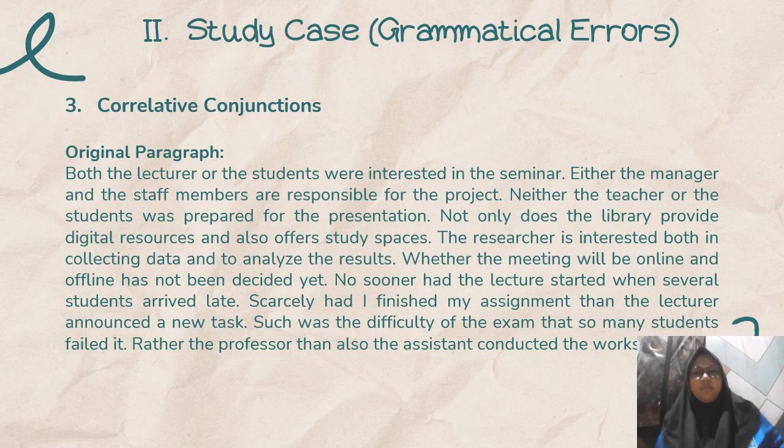Next, the last topic is correlative conjunctions. So the original paragraph: Both the lecturer or the students were interested in the seminar. Either the manager and the staff members are responsible for the project. Neither the teacher nor or the students was prepared for the presentation. Not only does the library provide digital resources and also offers study space, the researcher is interested both in collecting data and to analyze the results.